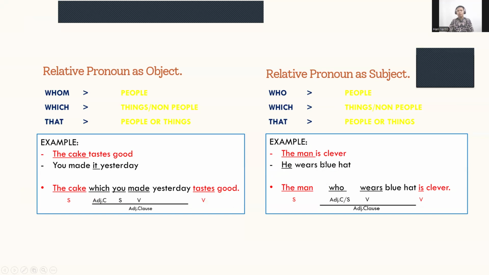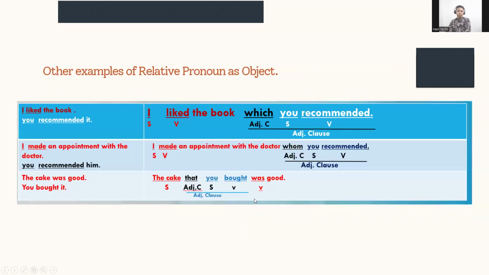And the second is relative pronoun as a subject. Example, the man is clever. He wears a blue hat. The man who wears a blue hat is clever. Who here changed the position of he in the second clause. Who wears a blue hat is giving information about the man. And who wears a blue hat is an adjective clause. Who here is a subject, whilst also the connector of this clause.